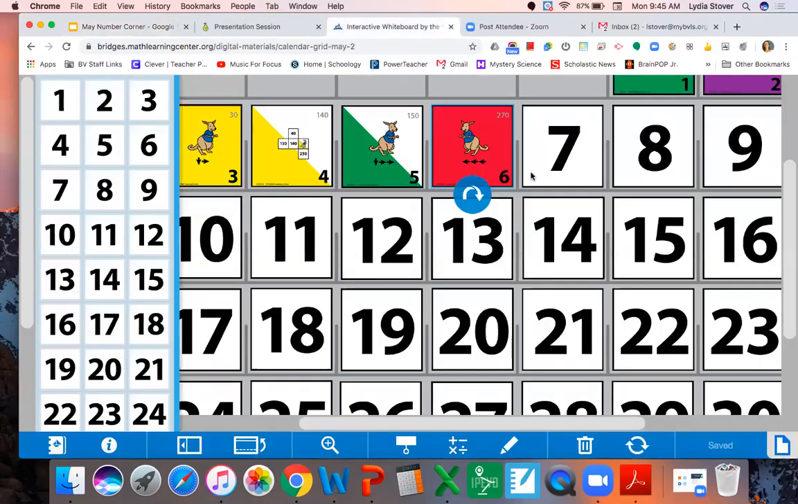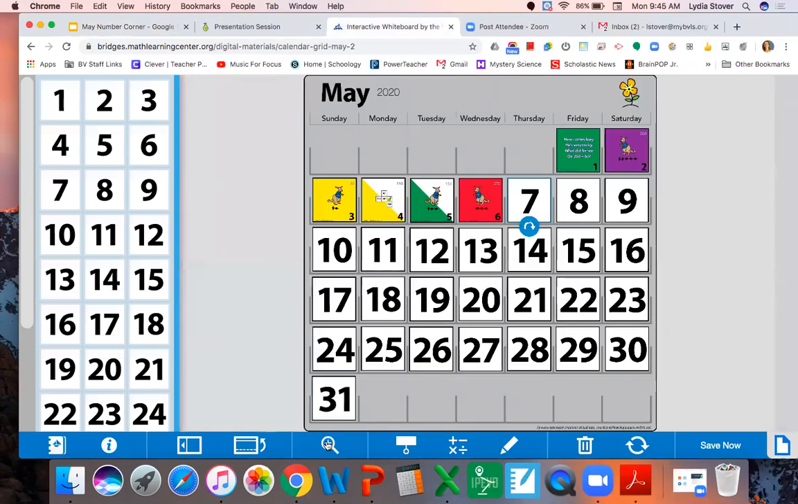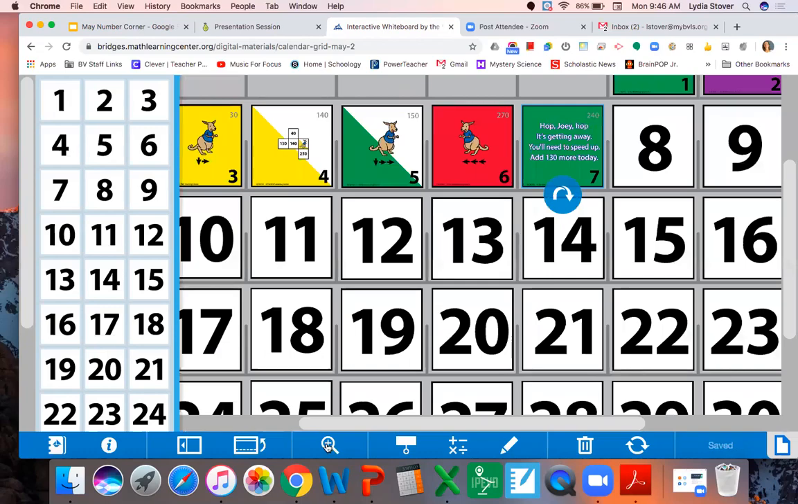Okay, so we are on the 6th. We're going to open up the 7th. I'm going to zoom back out and see if you're noticing any type of pattern happening. Think about what color we might see or what type of hops we might do. All right, I'm gonna click on it and, ooh, we got another green, okay. Hop, Joey Hop, it's getting away. You'll need to speed up.